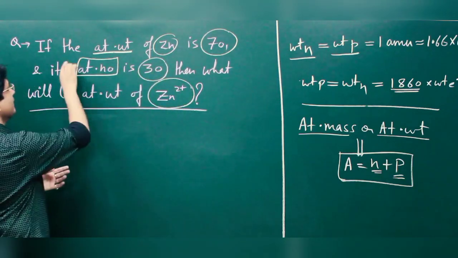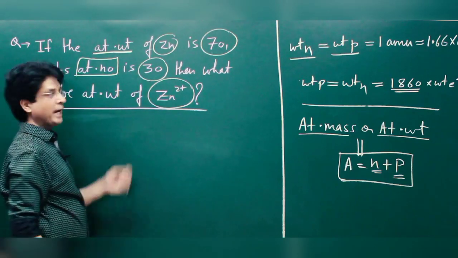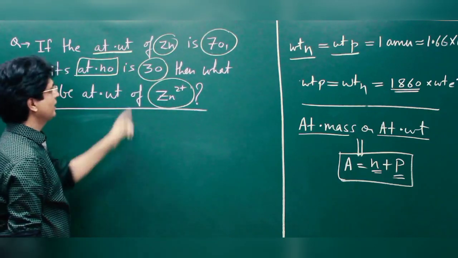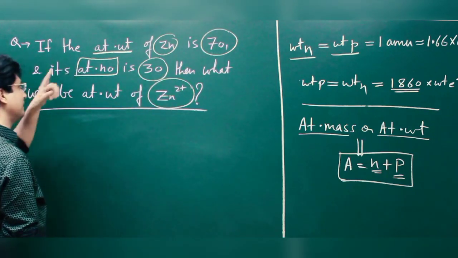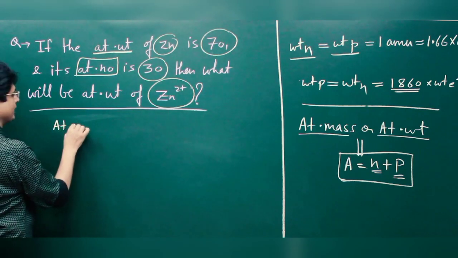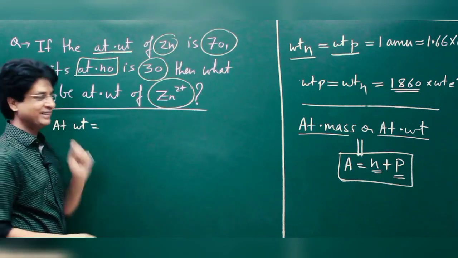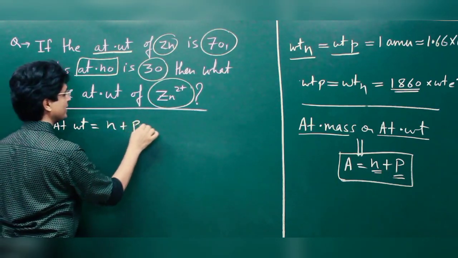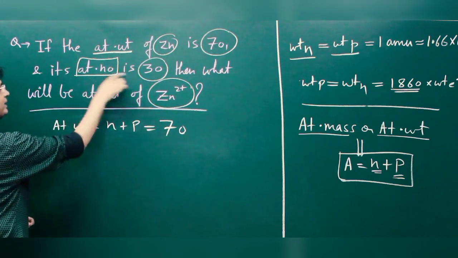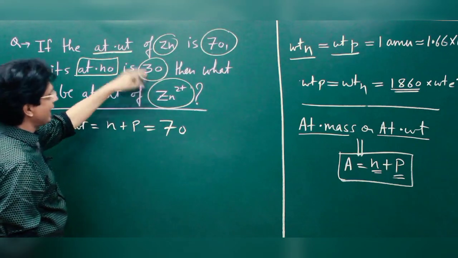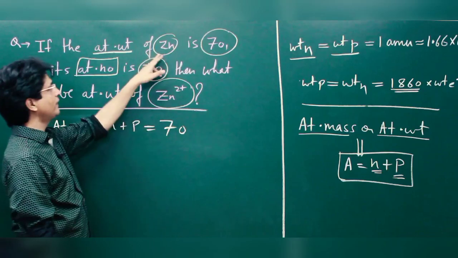Now come again over here. If the atomic weight of zinc is 70 and its atomic number is 30, atomic number meaning number of protons, then what will be the atomic weight of zinc 2+? Now understand that thing. Atomic weight is always because of the neutrons and protons present. So it is given in the question, this is actually 70. Now they are saying the atomic number is 30. So atomic number 30 actually means zinc. This atomic number 30 is the signature, a fingerprint of the element zinc.